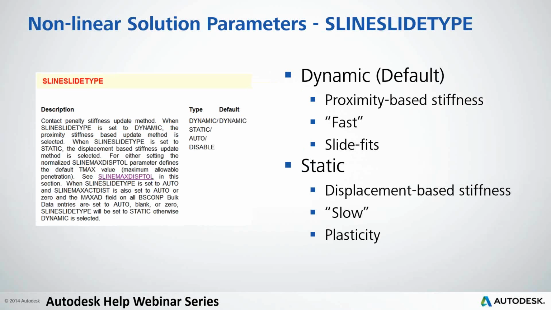Next up, we're going into nonlinear solution parameters. This is S-line slide type. The default value for this is going to be dynamic. This is more of a proximity-based stiffness. It's meant for fast contact. So if you've got a part sliding across and it's moving several elements in an increment, that would be what I would call a fast contact. And it's ideally meant for things like slide fits.